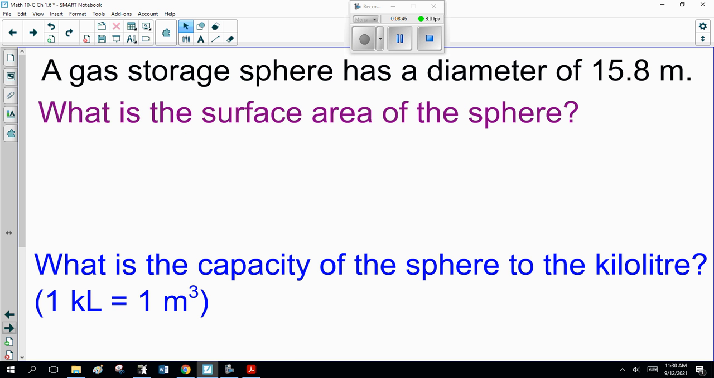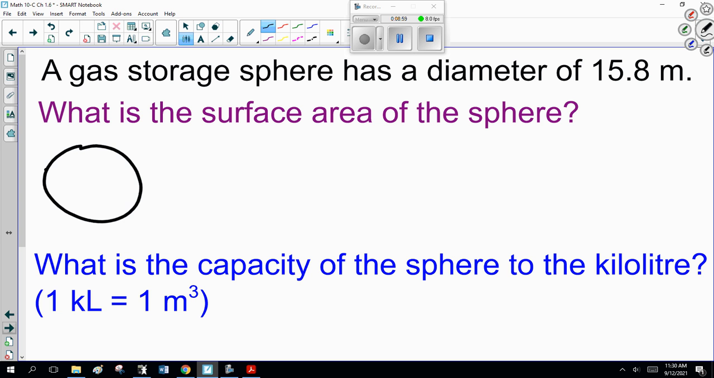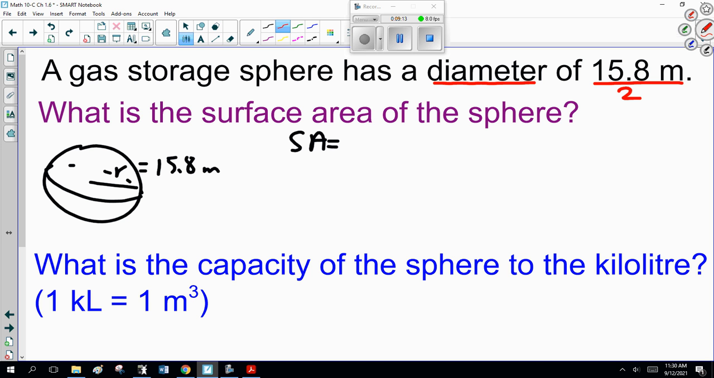Go on to this next one. Here we're starting to challenge you. A gas storage sphere has a diameter of 15.8 meters. What's the surface area of the sphere, and what's the capacity of the sphere to the nearest kiloliter? Now, I really should draw a picture of this. r is 15.8 meters. Okay, surface area. Oh, sorry. Standard trick, and I fell for it. I didn't read the question. Diameter. So the radius is half of that.